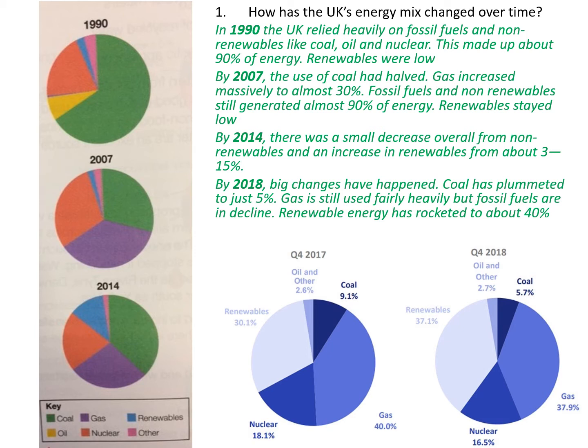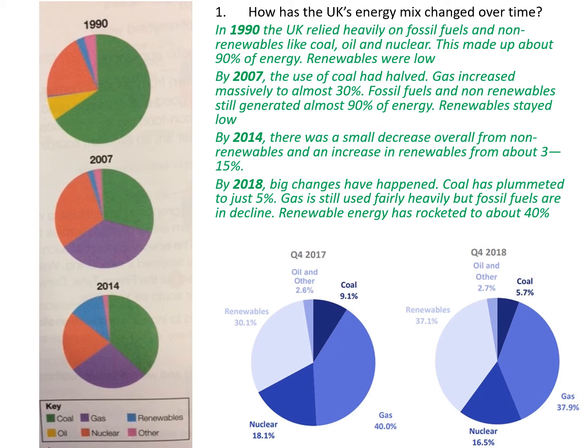By 2007, the use of coal had halved. That's manipulating the data. I've not just said it's about 30%, I've actually said it's halved. Gas increased massively to almost 30%. Fossil fuels and non-renewables still generated almost 90% of energy if you add them up. Renewables stayed low. That's the blue. So I'm trying to keep it simple, I'm just describing. By 2014, there was a small decrease overall in non-renewables and an increase in renewables from about 3 to 15%. That's the blue segment.